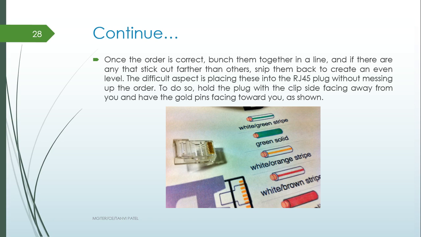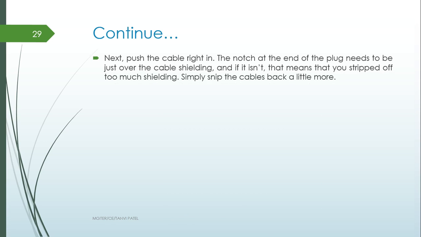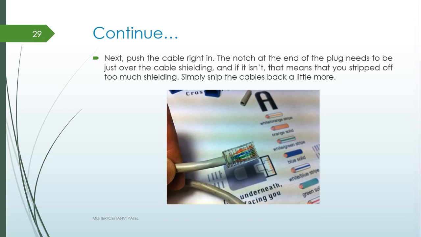The difficult aspect is placing them into the RJ45 plug without messing up the order. To do so, hold the plug with the clip side facing away from you and have the gold pins facing towards you as shown in the figure. Now, next is push the cable right inside it. The notch at the end of the plug needs to be just over the cable shielding, and if it is not, that means that you are stripping off too much shielding. Simply snip the cable back a little more. You can see in the figure.